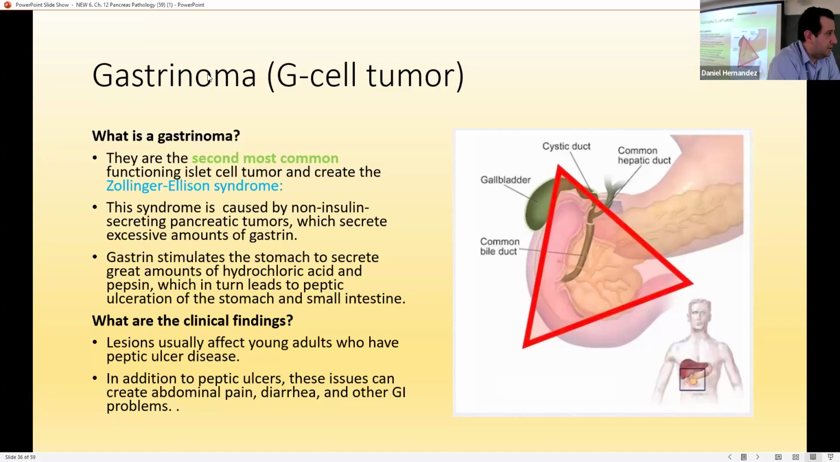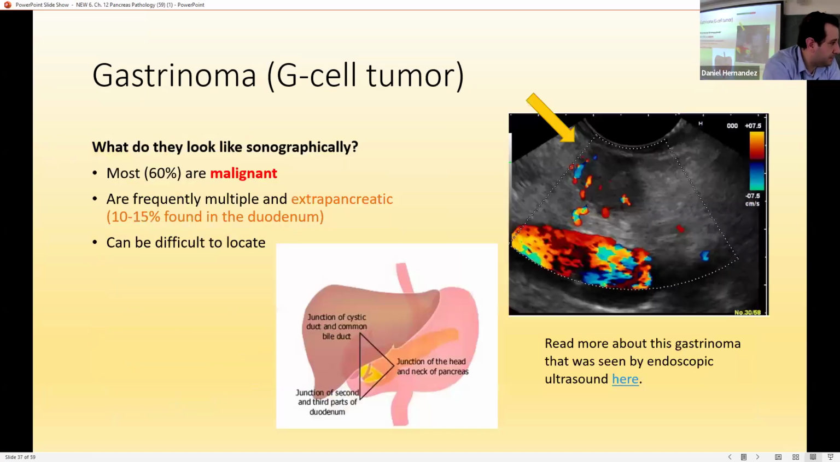So with these G cell tumors, I see gastrinoma. I think gastric, like stomach issues, associated with patients who have peptic ulcers, stomach ulcers. What they look like sonographically: the majority of them are malignant. They're frequently multiple and/or extrapancreatic, seen outside the pancreatic tissue, or just growing off the pancreas. You can find them in the duodenum. They can oftentimes be difficult to locate.